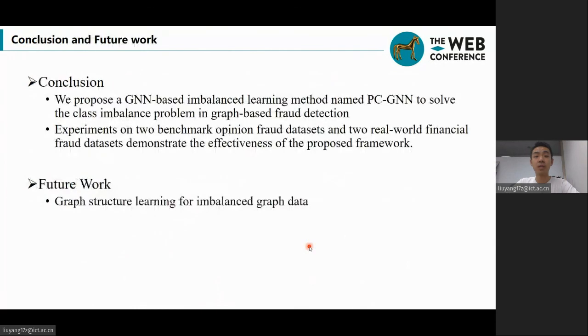Finally, we get two conclusions for this work. We develop a new model named PCGNN to solve the class imbalance problem, and experiments demonstrate its effectiveness. For future work, we think that graph structure learning for imbalanced data is a promising direction.